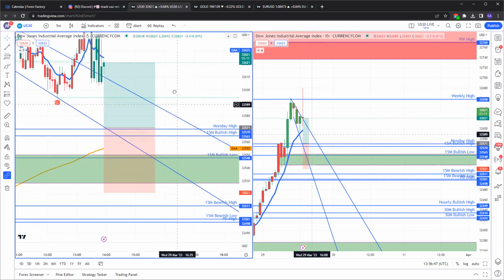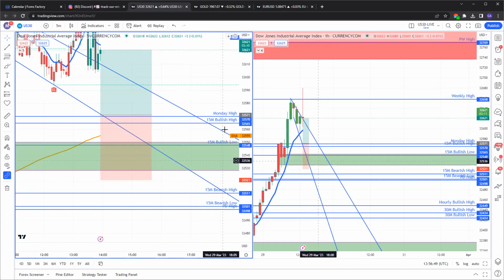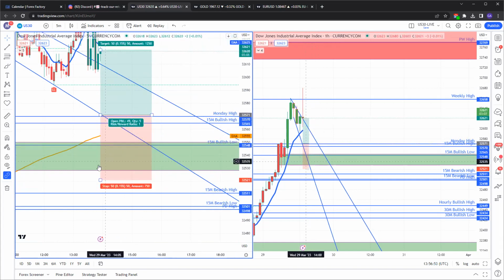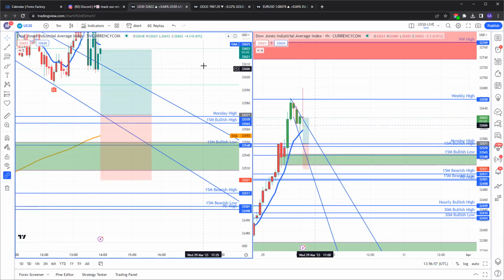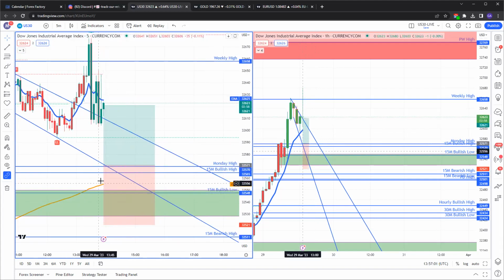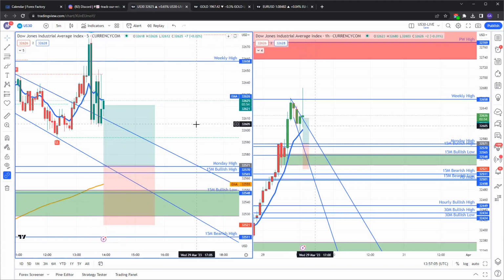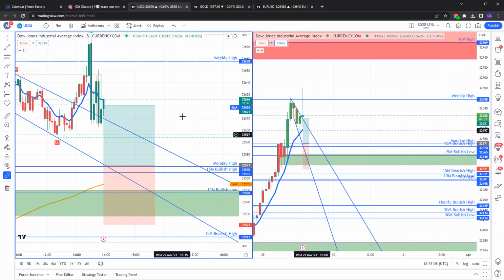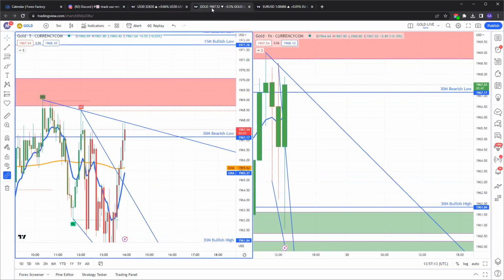And look at what we have below that, right? We have a demand zone. We have a 15-minute bullish high. We have a 15-minute bullish low here. So ideally, we have nothing but buy confluences down here. The only issue with this trade would be this possible death cross that would be forming on the 5-minute. But other than that, this trade for me is a golden trade. It's just a matter of time and patience.